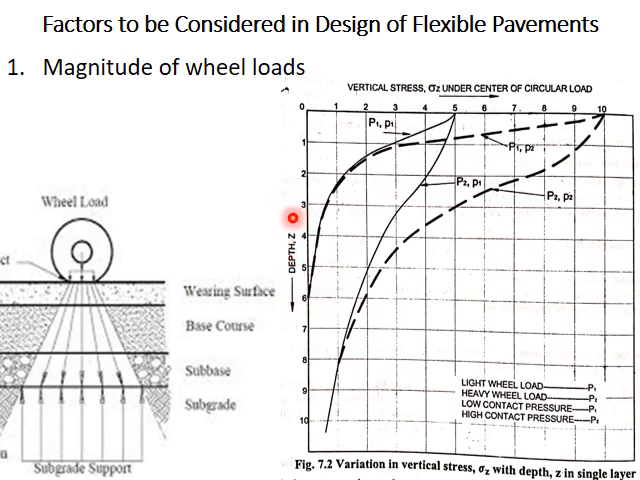Depth z is given on the y-axis, and from the graph you can see that there are two wheel loads, a light wheel load and a heavy wheel load, that is P1 and P2. For the continuous line, here we have capital P1, which is the light wheel load, and this line represents the load P2, which is the heavy wheel load. You can see that when load increases from P1 to P2 at any particular depth, there is a slight increase in vertical stress.